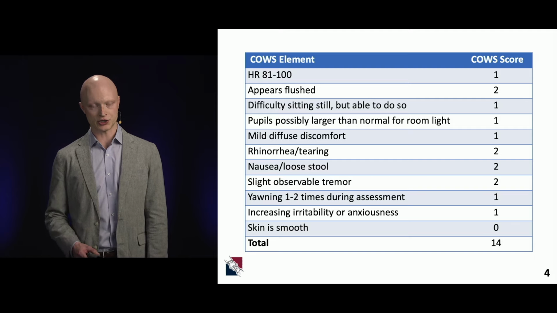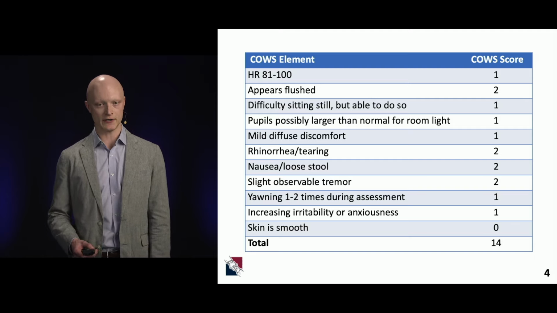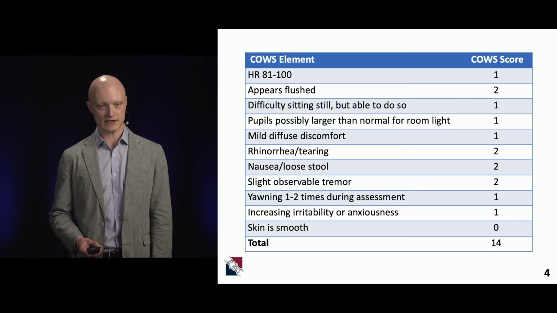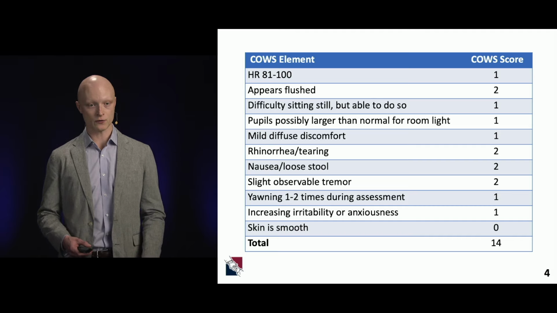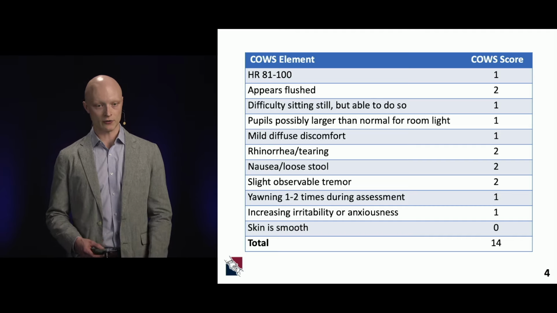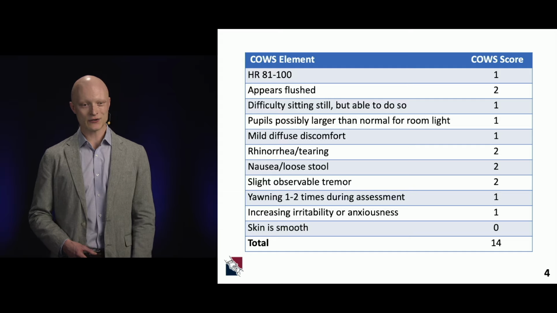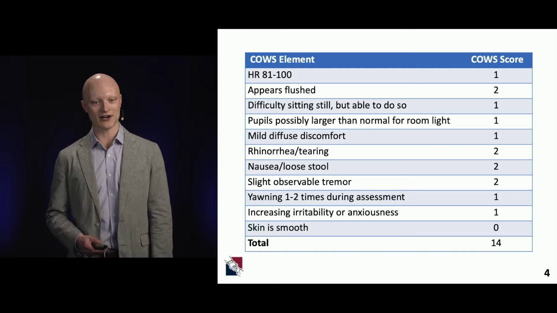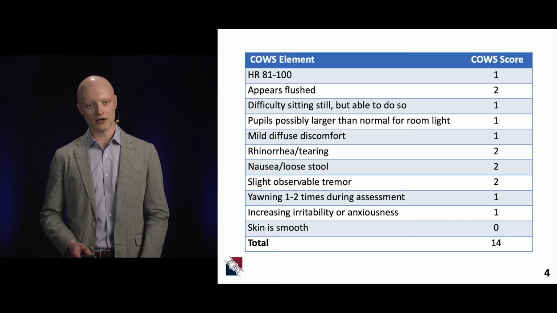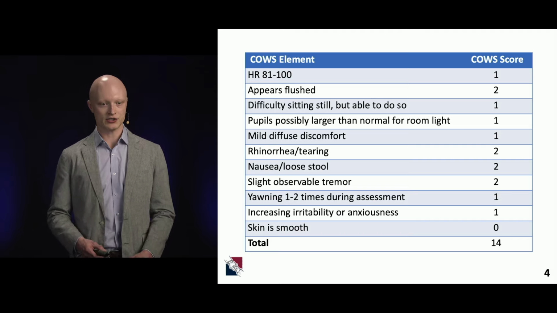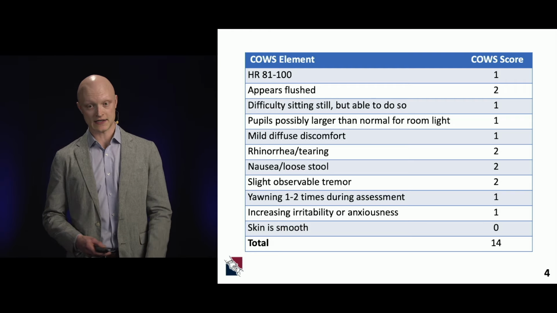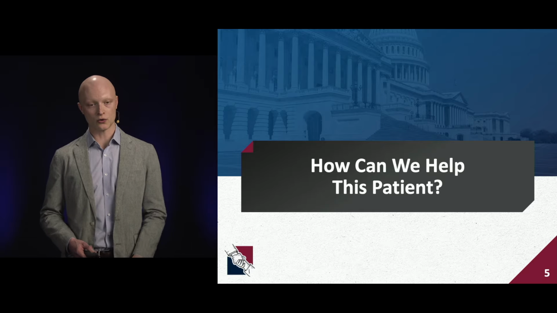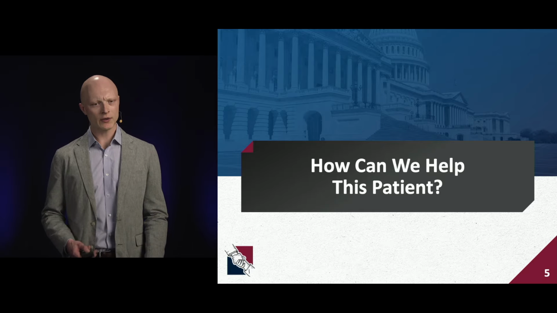I'd like to draw your attention to a handful of symptoms that this patient is having and reporting to us. He appears flushed. That's something that we can visibly see. Perhaps his forehead is even a little bit sweaty. Also, he has rhinorrhea and tearing. And he also has a very slight observable tremor, in addition to him yawning a little bit during our assessment. These are objective signs of withdrawal, beyond just the subjective signs that this patient can report to us. So this patient has a total COWS score of 14. How can we help this patient out?